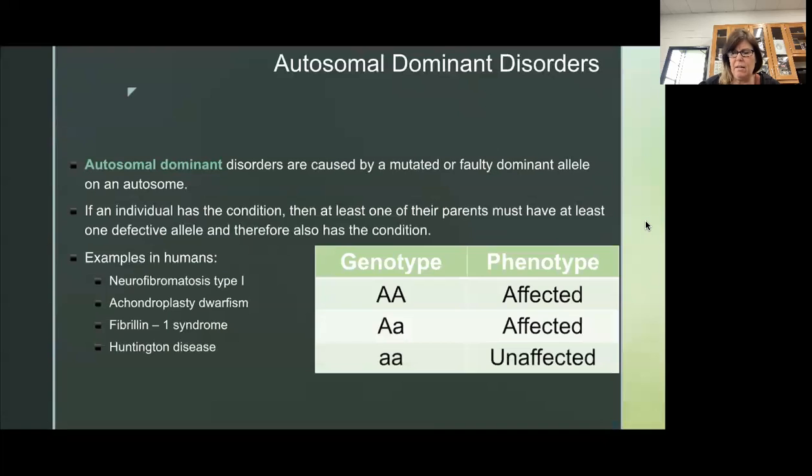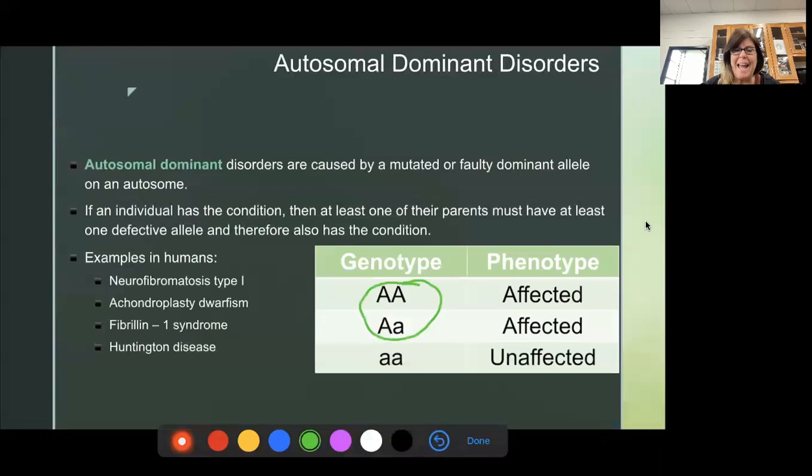So again, if you have the big A, it doesn't matter if you have one or two, you have it, because it is a dominant disorder. The only way you can be normal is if you are homozygous recessive.